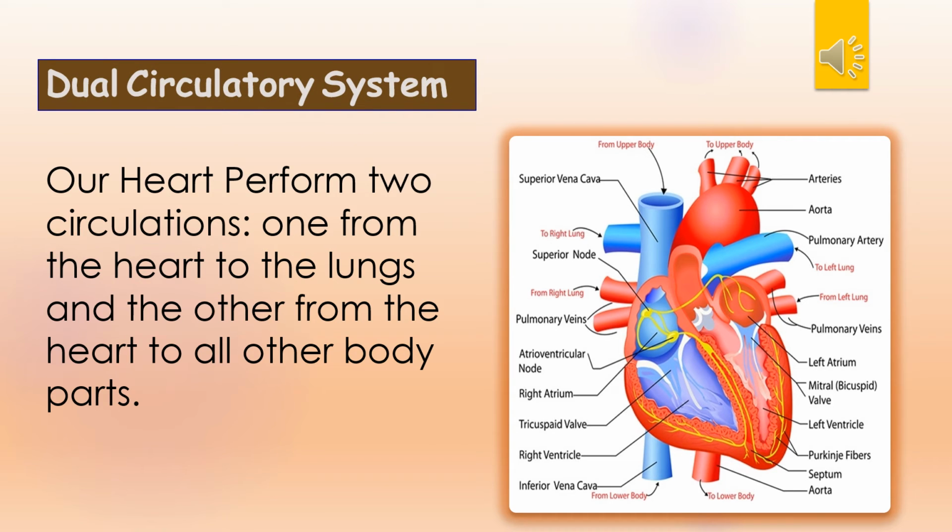Dual circulatory system. Our heart performs 2 circulations, one from the heart to the lungs and the other from the heart to all other body parts.